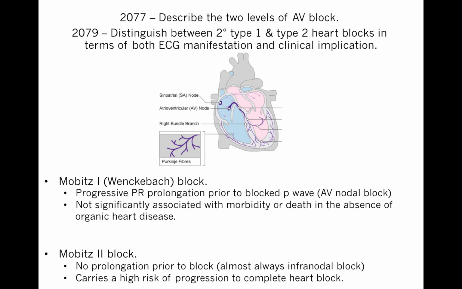So, distinguish between second degree type 1 and type 2 heart blocks in terms of both ECG manifestation and clinical implication. We've discussed it in Mobitz 1, which is Wenckebach. There is gradual prolongation of the PR before the blocked P wave. It is at the level of the AV node, not significantly associated with morbidity or death, and is usually asymptomatic. Mobitz type 2 occurs below the level of the AV node and has a high risk of progression to complete heart block. Here, there is no prolongation of the PR interval and a sudden drop of a QRS complex.